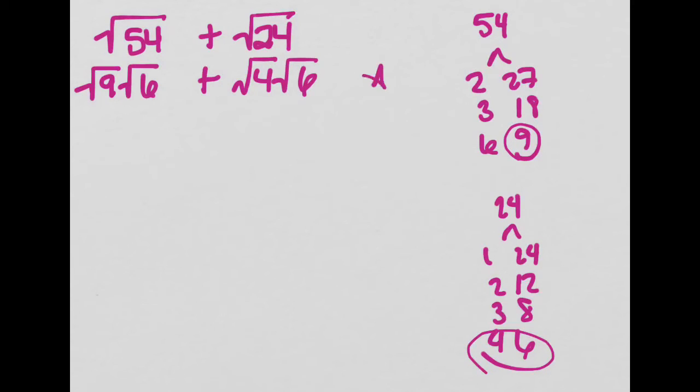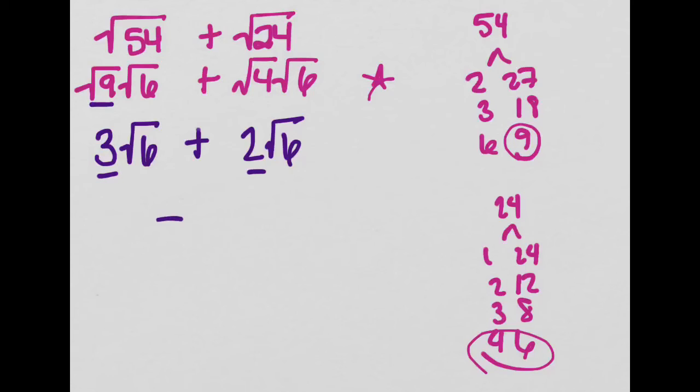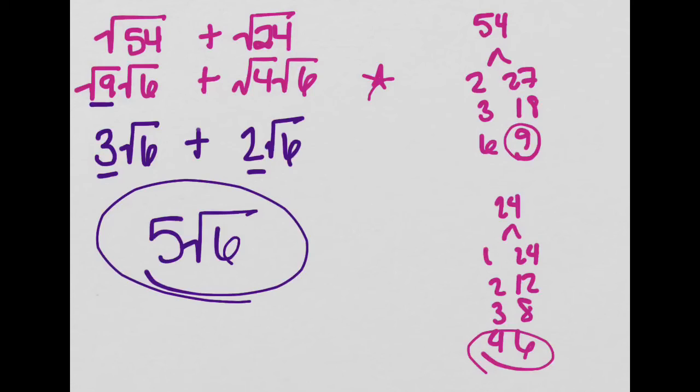So this right here is where I still have radical symbols in both of my products. I haven't simplified them yet. So 9 times 6 is 54. 4 times 6 is 24. Now I can simplify. The square root of 9 is 3. Bring down that square root of 6. The square root of 4 is 2. Bring down that square root of 6. Bring down my plus sign. Now I'm saying 3 plus 2 is 5. And my radical stays the same. There's my simplified version.